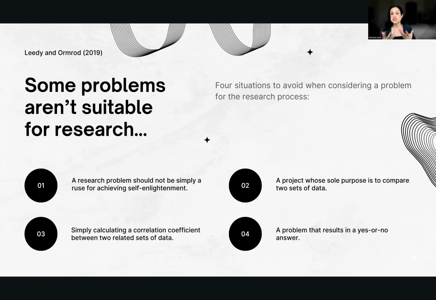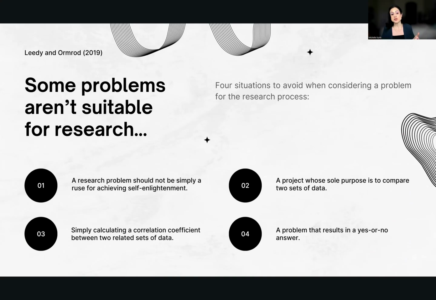You read a bunch of articles on a topic of interest or concern. And then within that, you're trying to find where you can come in and truly add meaningful data or meaningful knowledge to what's already out there. You're trying to advance knowledge. And if you can't actually take data and interpret it in a meaningful way, it's likely not a problem that you should research. So there are four situations to avoid when considering a problem for the research process.